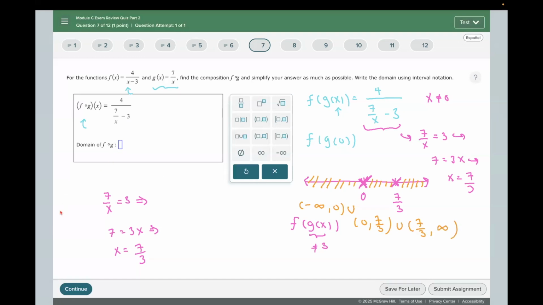All right, let's type in the answer. So we're going to have negative infinity up to 0. Again, open, union, 0 to 7 over 3. And then union 7 over 3 to infinity. Just checking our answers. All right, this looks good. Let's keep going.